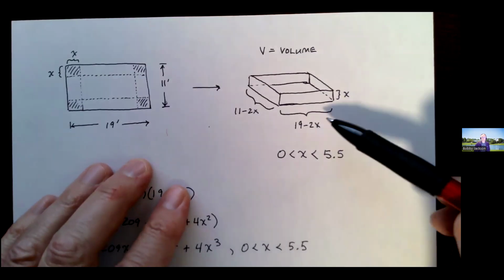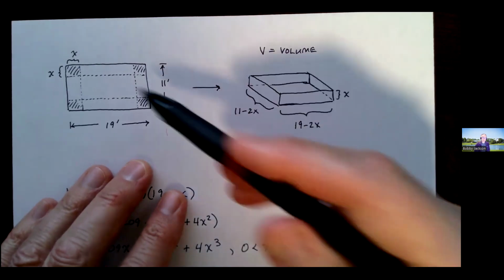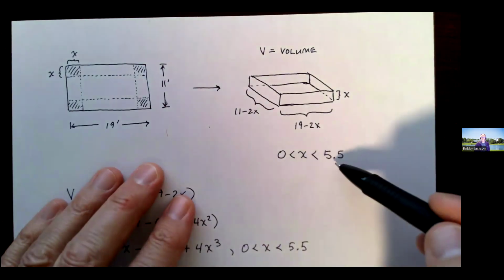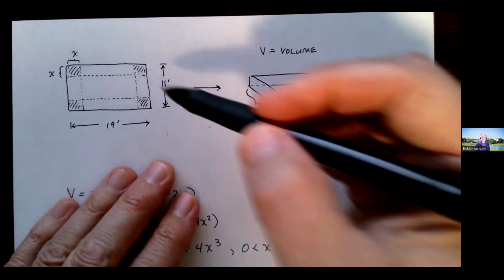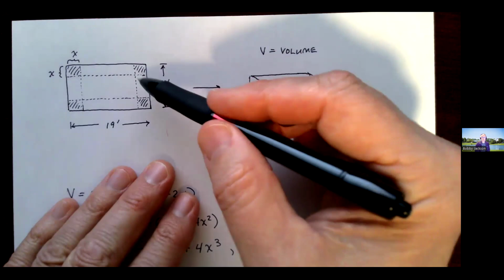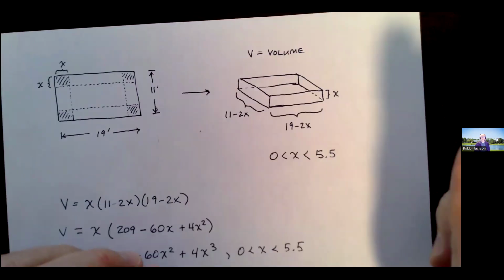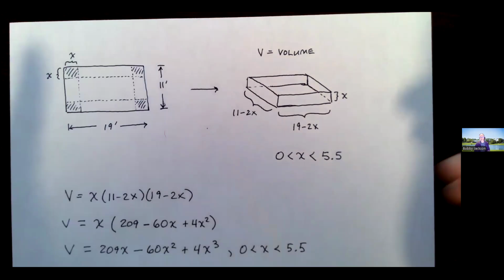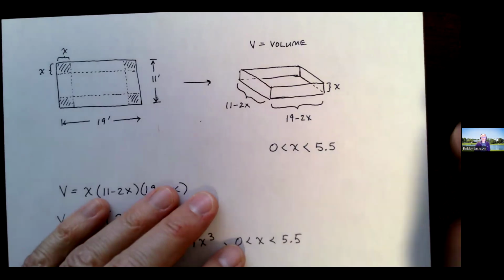I'll further note that the value of X must be greater than 0. Otherwise, we still have just a sheet of cardboard here and can't make the box. And it has to be less than 5.5. If X is 5.5 feet, that means each of these squares will be 5.5. Then notice that 5.5 plus 5.5 is 11. We would just be cutting off 2 squares out of that, and we would be left with another sheet of cardboard that was 8 feet by 11 feet. So this has to be the restriction on the values that we want to talk about. So keep that in mind.